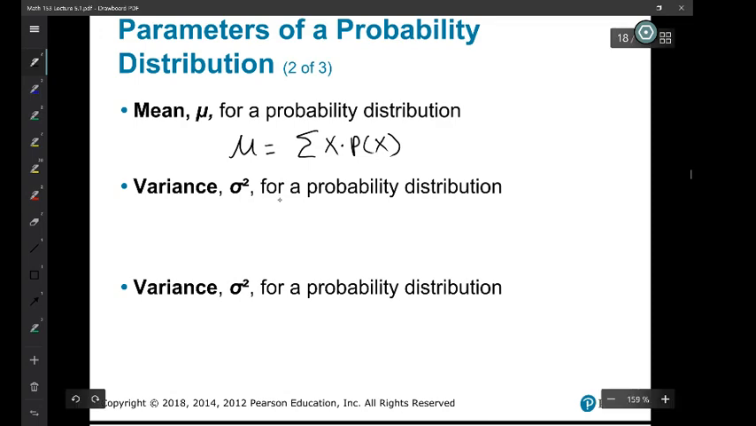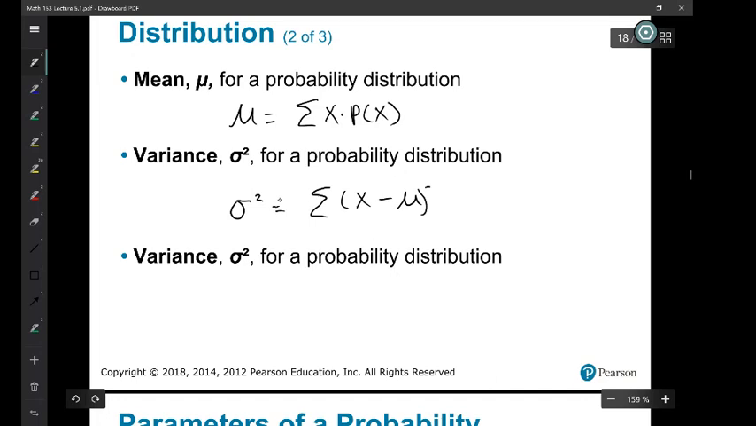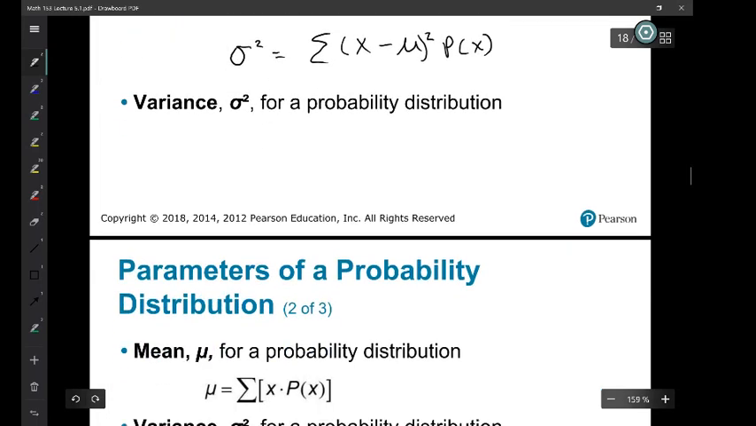And variance requires us to take the sum of the x values minus the mean, square them, and then multiply by the probability distribution.